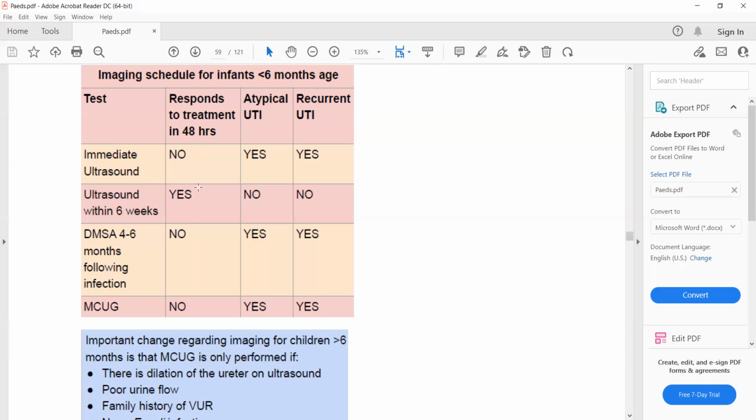So if the UTI is straightforward and the child's age is less than 6 months, because it's a straightforward UTI, immediate ultrasound is not required.